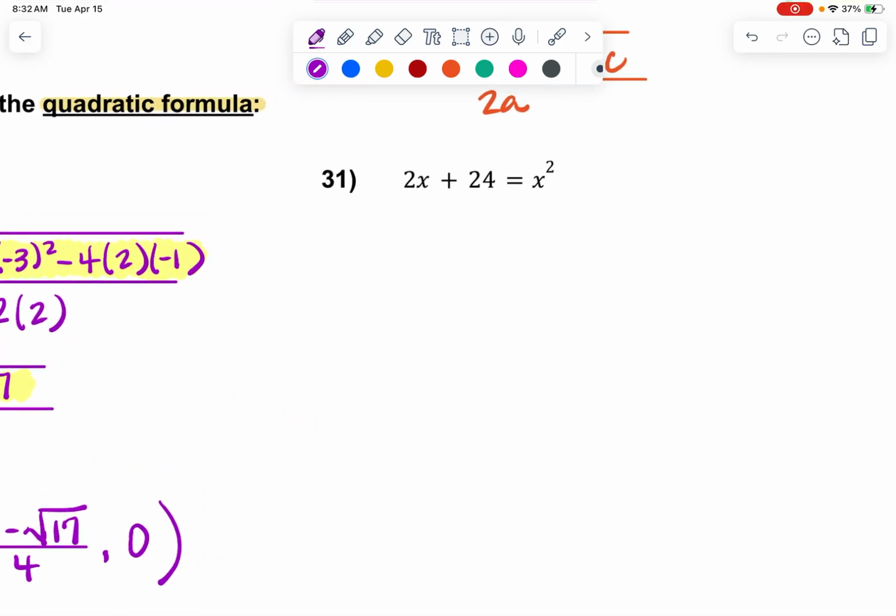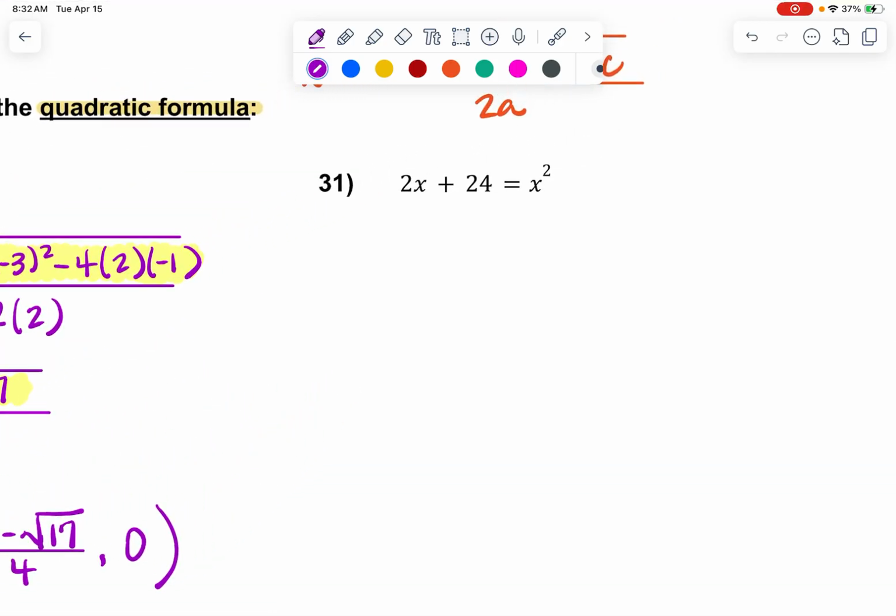Now 31 looks great, but he's definitely not in standard form because all of our terms are not on the same side, right? So remember, we need all of our terms on the same side because our equation has to be set equal to 0. All right, so I'm going to move these guys to the right to join the x squared. If you want to subtract the x squared, that's fine too. So I'm going to subtract the 2x and subtract the 24.